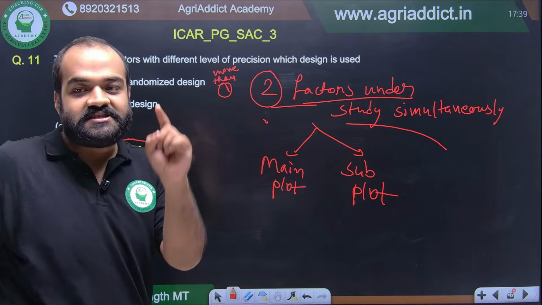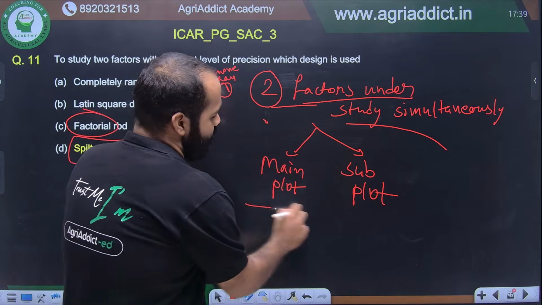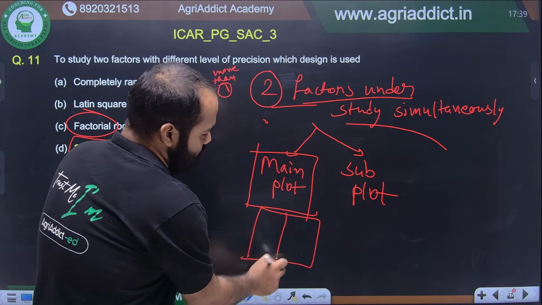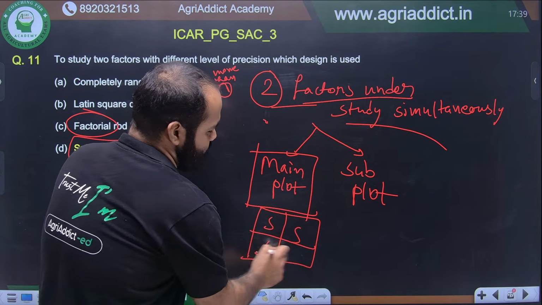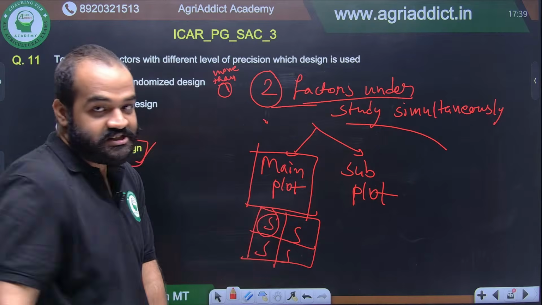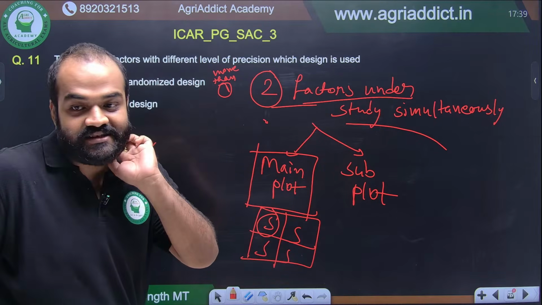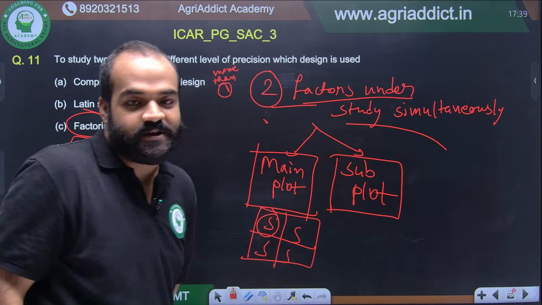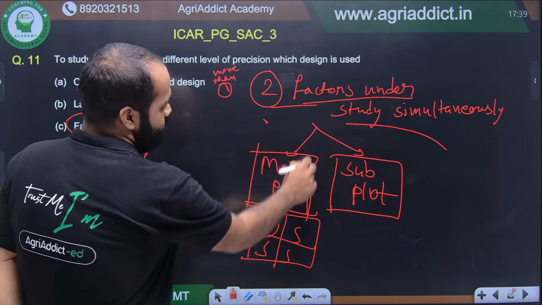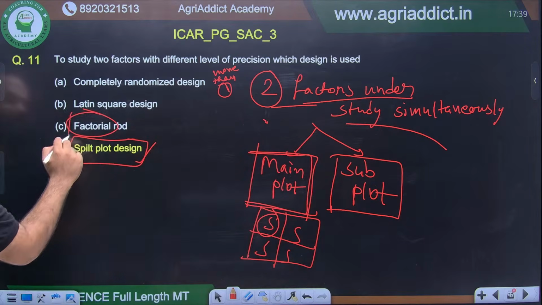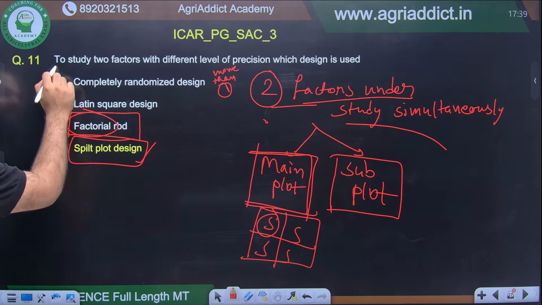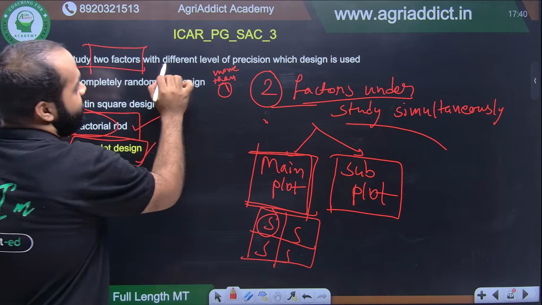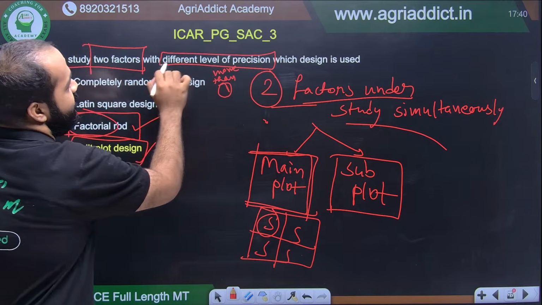इन दैट केस जिसका प्रिसिशन कम होने से चलेगा उसको हम मेन प्लॉट असाइन कर देंगे. द मेन प्लॉट्स विल बी बिग. उस मेन प्लॉट के अंदर वी विल हैव सब प्लॉट्स, द सब प्लॉट्स विल बी स्मॉल. तो जो स्मॉल प्लॉट है उसका प्रिसिशन ज्यादा होगा. सो द फैक्टर जिसका प्रिसिशन हमें ज्यादा चाहिए दैट वी विल पुट इन सब प्लॉट, और जिसका प्रिसिशन हमें कम चाहिए that we will put in main plot. So here you can see factorial RBD से भी हम more than one factor कर सकते हैं, but here you can see different level of precision.